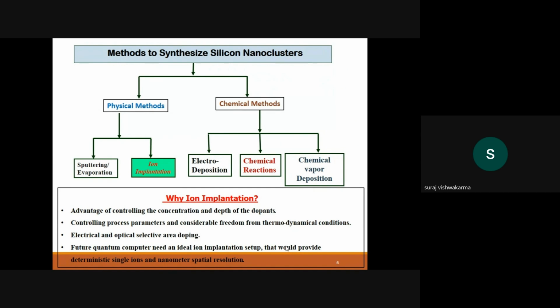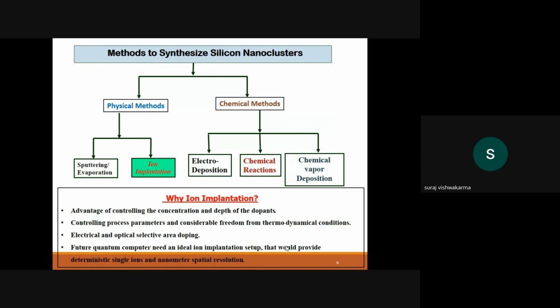Now, what are the different methods of synthesizing silicon nanocrystals? There are different methods. Most of you in semiconductor research may know how nanoclusters can be developed: physical methods, chemical methods, sputtering, ion implantation, electrodeposition, chemical vapor deposition. But compared to all the methods, why have we selected ion implantation?